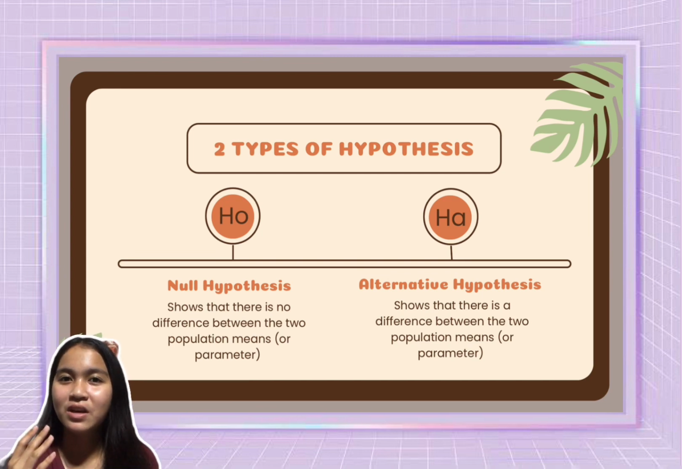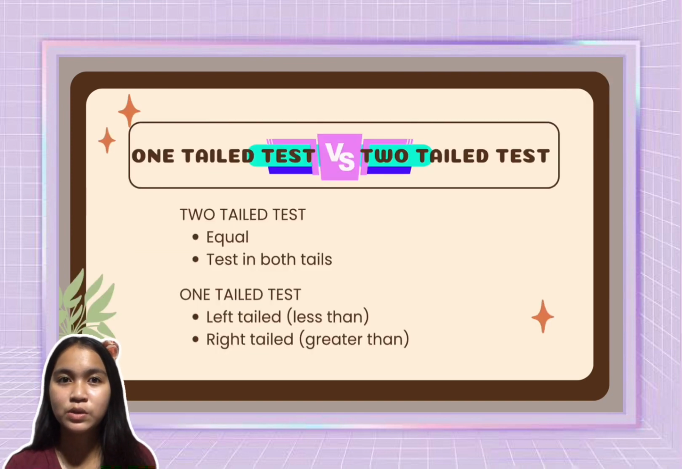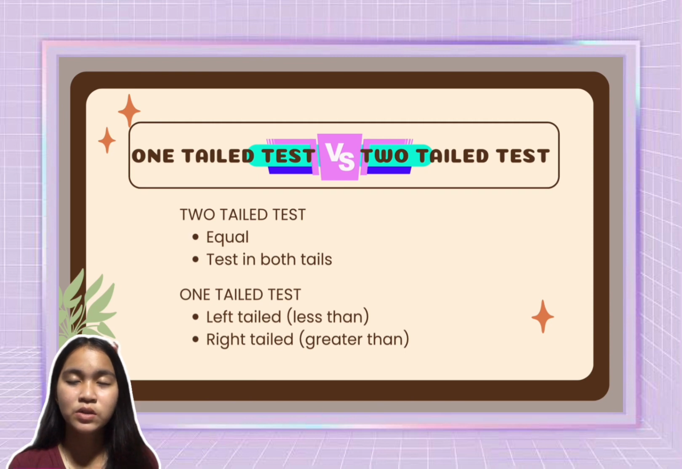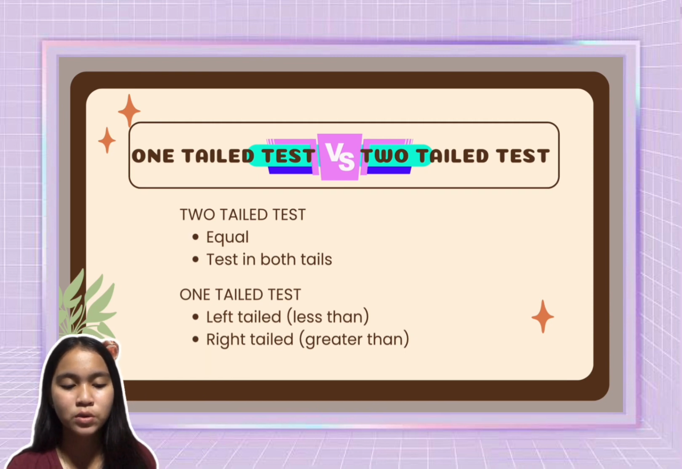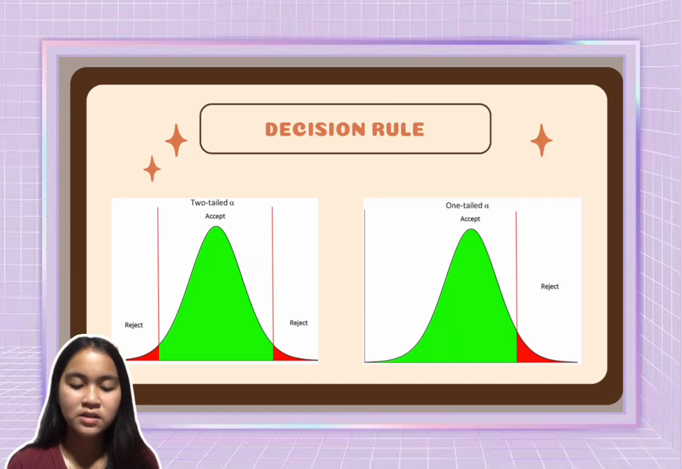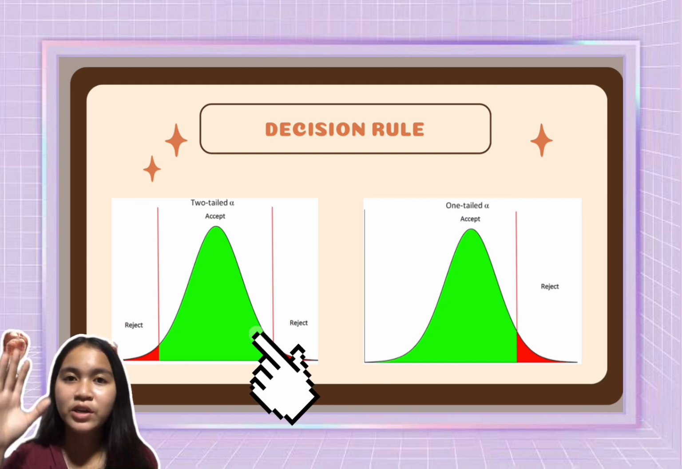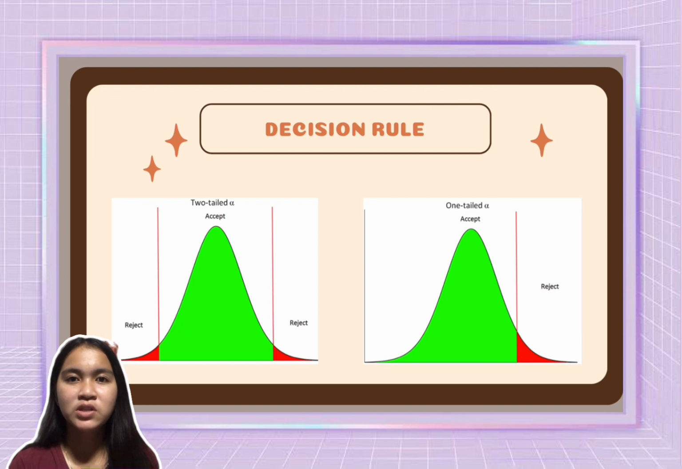Now, after we understand the two different types of hypothesis, let's proceed to the one-tailed test versus two-tailed test. The one-tailed test versus two-tailed test is connected to the decision rule. A two-tailed test is equal and usually tests in both tails, while the one-tailed test tests in just one tail, like the left-tailed or the right-tailed. So this is the decision rule, and as we can see, the green part here is the acceptance region while the red is the rejection region.